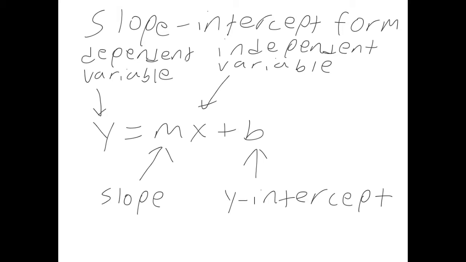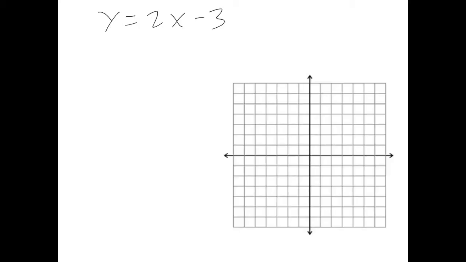It can be whatever it wants to be. And y is your dependent variable. The value of y depends on what you have in there for x. So let's look at this equation now. We have y = 2x - 3. There are a couple different ways you can look into graphing. The first way that we'll look at is with a table.